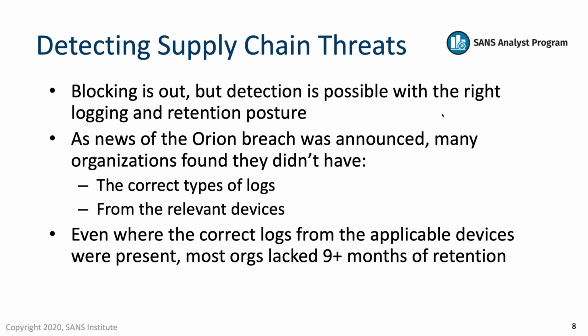Oftentimes, this is because as they've scaled up their logging posture, saying we need to detect more, with an on-prem SIEM where they have a fixed amount of storage, if you're logging more per day, that means you're retaining it for less time. And so they lack that 9+ months of retention. Orion was discovered in December, and we know the compromise of SolarWinds was in that March timeframe, where, at least as far as we know today, the first compromised build of the Orion software went out.